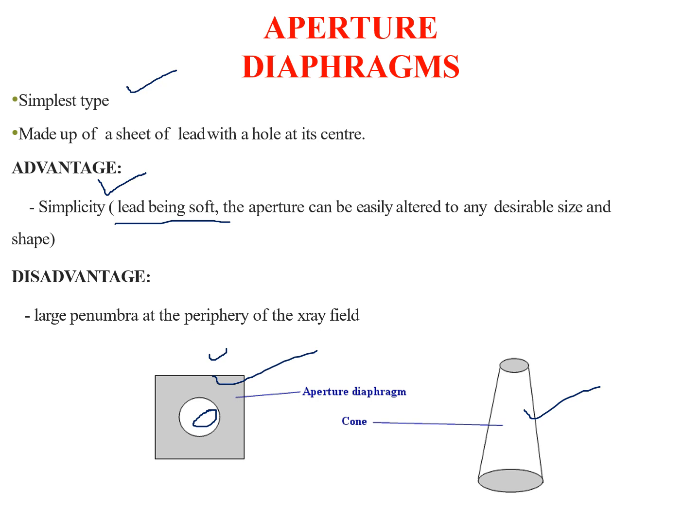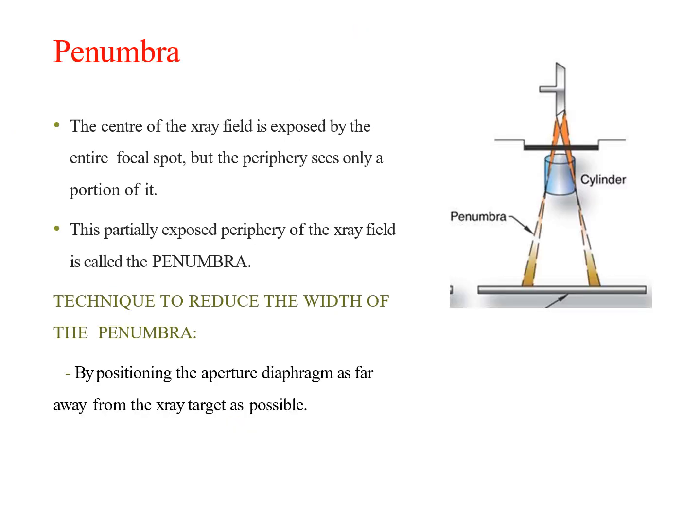What is the main disadvantage over here? It has a large Penumbra effect. For that you need to know what you mean by Penumbra. See, this is about the Penumbra effect. Actually you need to expose the patient to the X-ray in this area alone, but in addition, in this area, a shadow-like image will form, like a fog-like image, in the extra area. That will affect the clarity of your X-rays, so you need to avoid this.